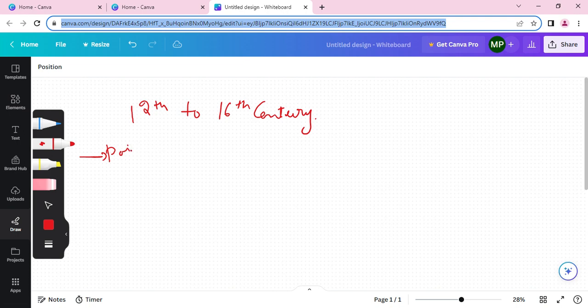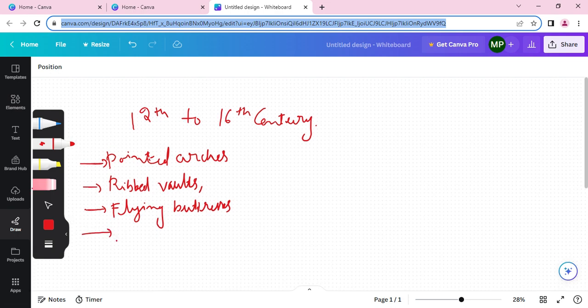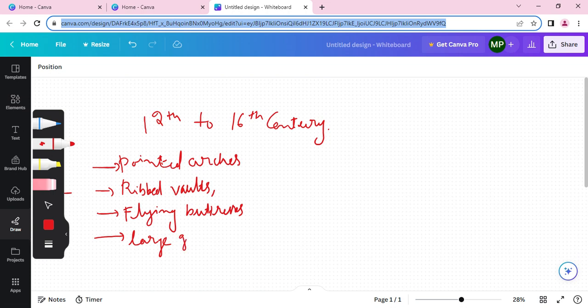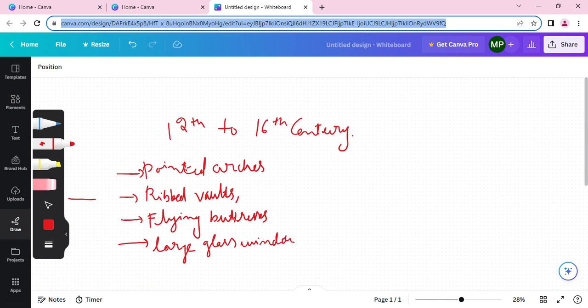There are pointed arches, ribbed walls, flying buttresses, and also large glass windows. So these are the characteristics.